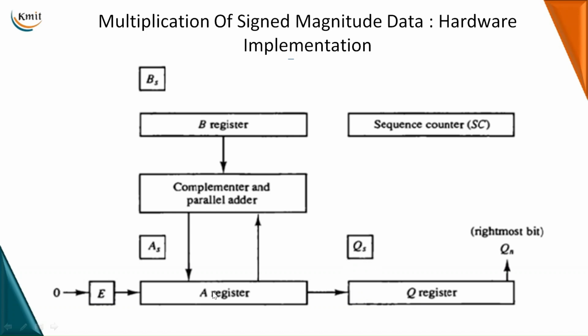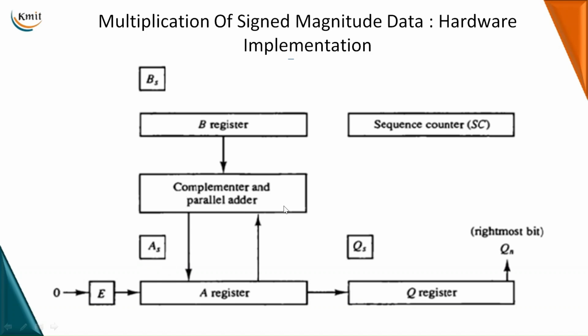We also have one more register called the A register, which is a temporary register. This register is initially initialized to all zeros. It doesn't have any contents. And there is a flip flop which is used to store the sign of the contents of the A register, which is the AS flip flop.